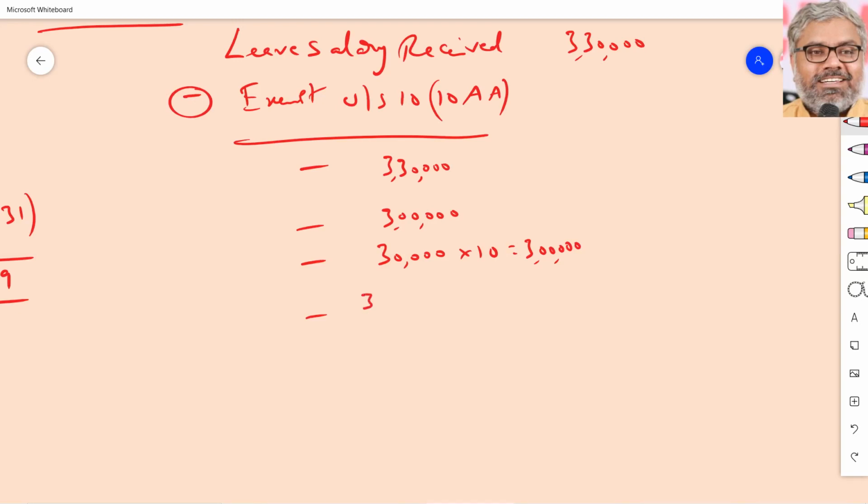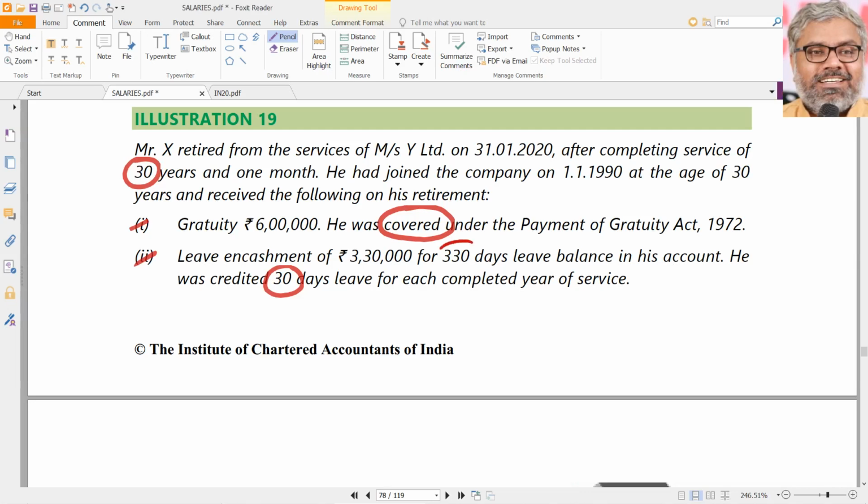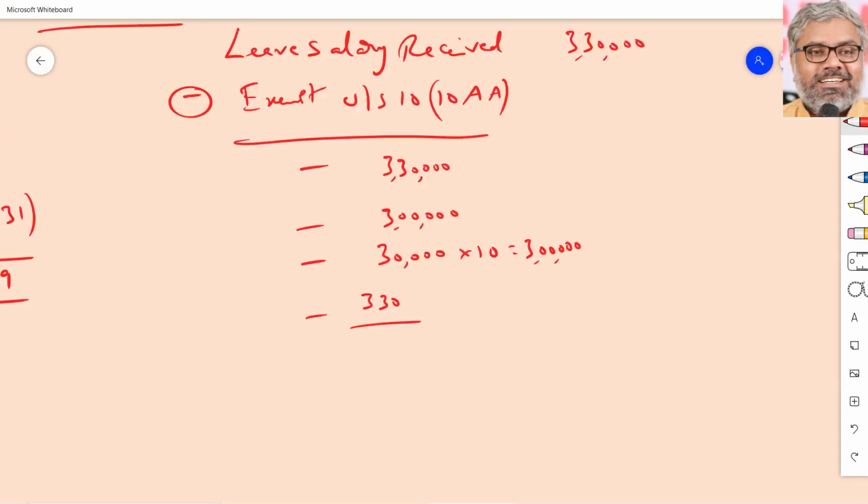So here, how many days of leave does he have at his credit? 330 days. But when we are talking about salary, we are talking about months. That is 30,000 rupees average salary per month. So we have to convert the days into months by taking, let us say, 30. So 330 days means around 11 months into 30,000, which means 3 lakhs 30,000.